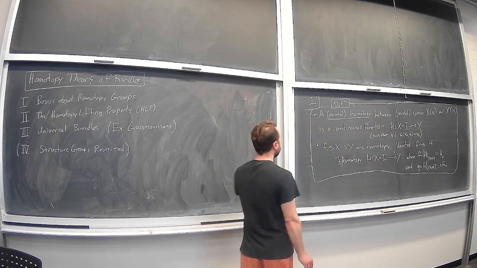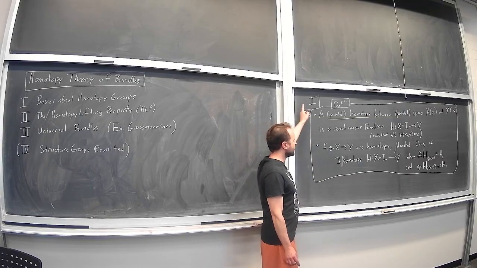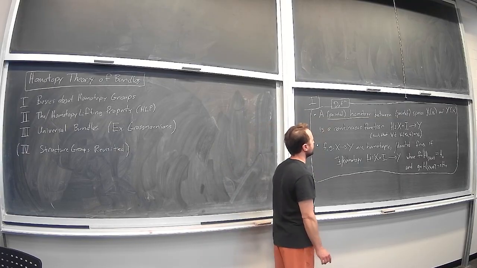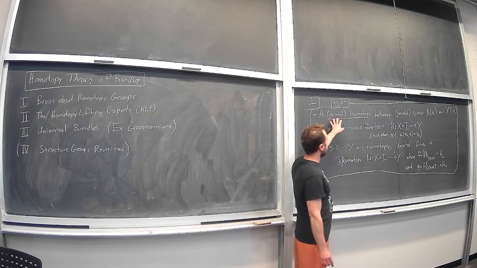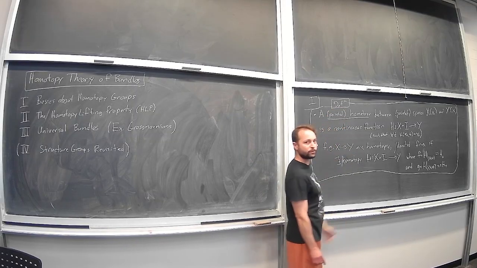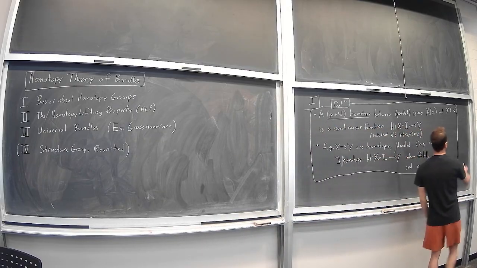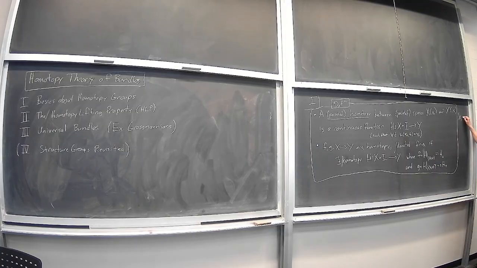So let's jump right into section 1. The first word in the title is homotopy, so I'm going to define what a homotopy is. There are two definitions I'm making here. One is a plain homotopy, and the other is a pointed homotopy. A pointed space is just a pair of X and a point in X. So this is the typical data of a pointed space: it's just a space with a choice of base point.